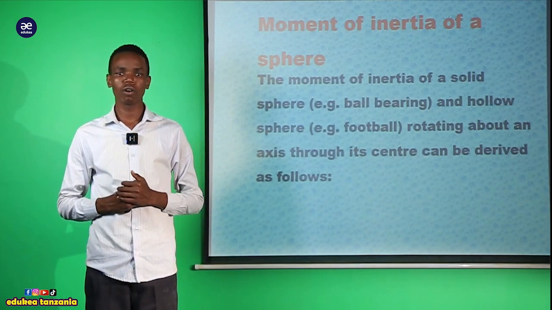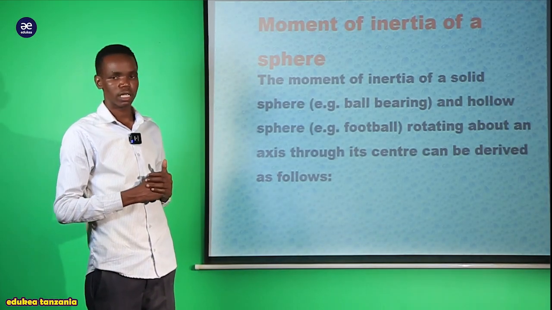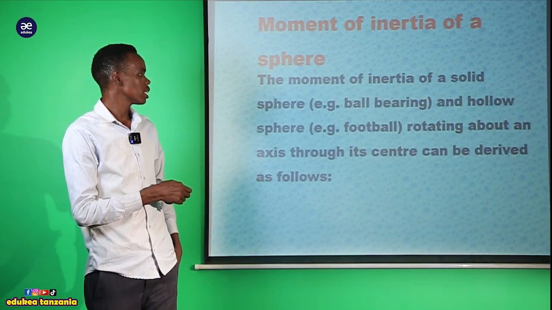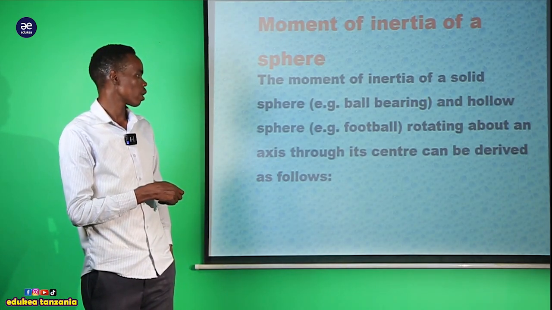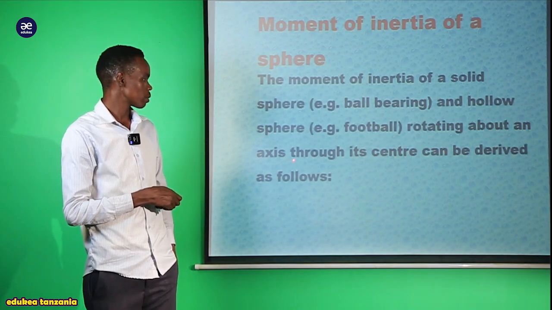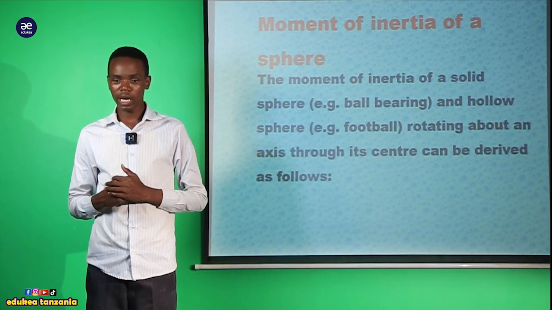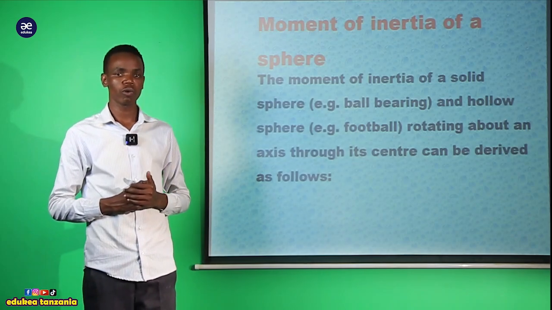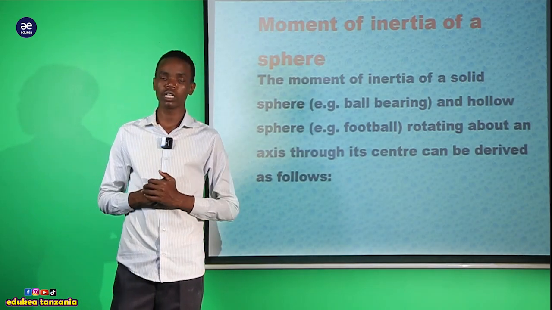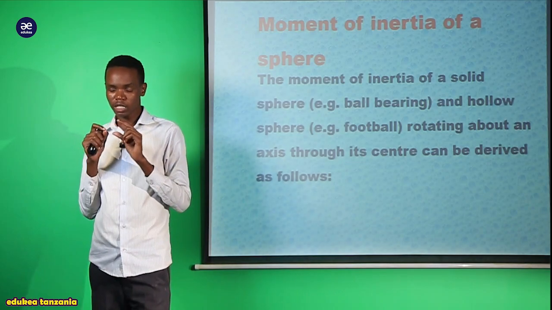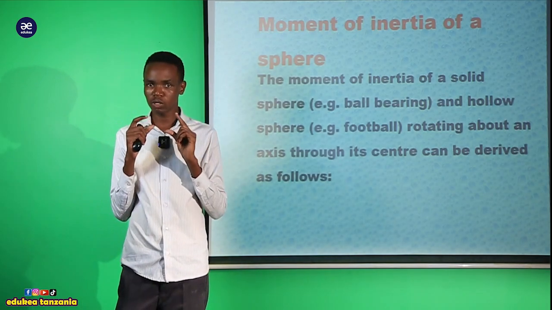So first of all, let us read our statement here. Our statement says that the moment of inertia of a solid sphere and also a hollow sphere rotating about an axis through its center can be derived as follows. There are several steps that we are supposed to follow when we are deriving the moment of inertia for a sphere. And here, the moment of inertia of the sphere is categorized into two parts.